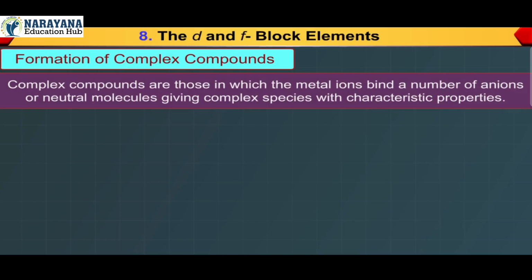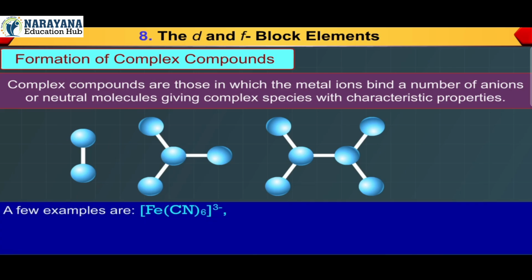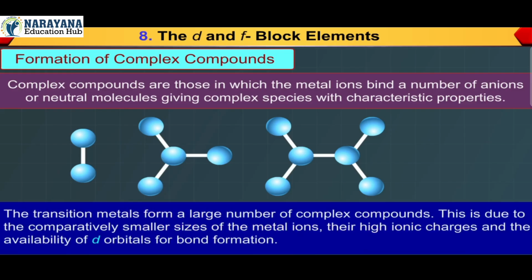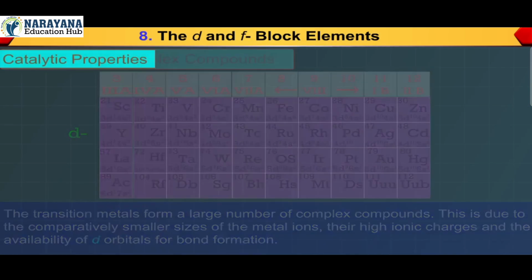Formation of complex compounds. Complex compounds are those in which the metal ions bind a number of anions or neutral molecules, giving complex species with characteristic properties. A few examples are [Fe(CN)6]3-, [Fe(CN)6]4-, [Cu(NH3)4]2+, and [PtCl4]2-. The transition metals form a large number of complex compounds. This is due to the comparatively smaller sizes of the metal ions, their high ionic charges, and the availability of d orbitals for bond formation.